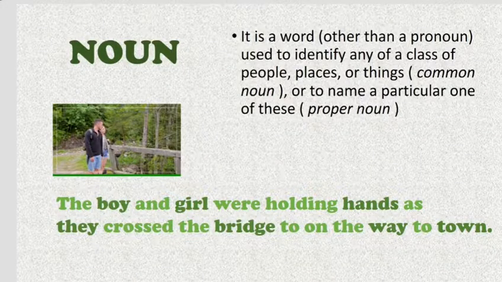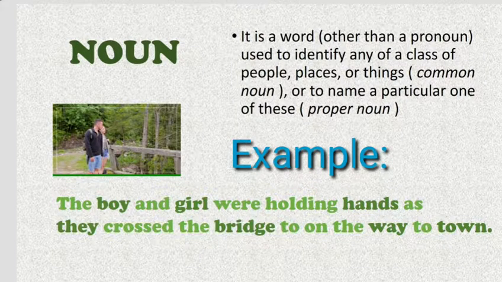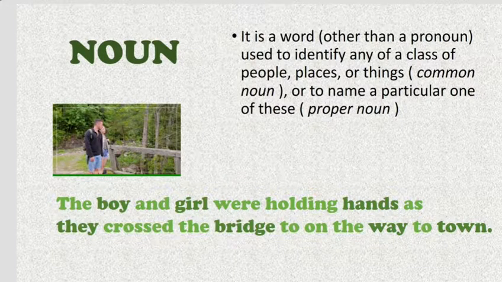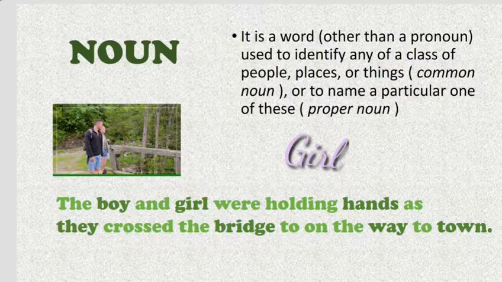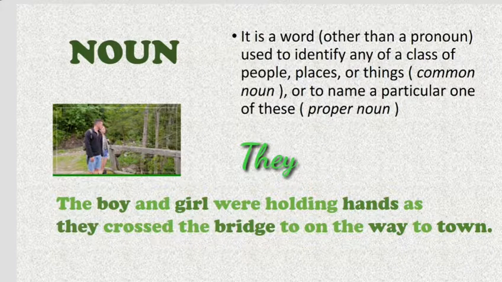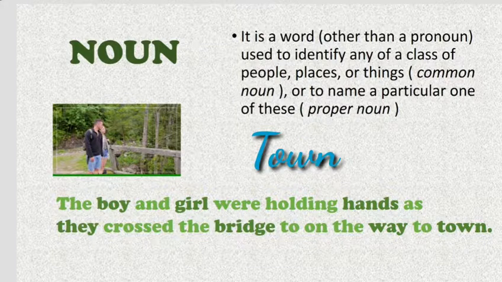Noun. It is a word, other than a pronoun, used to identify any of a class of people, places, or things (common noun), or to name a particular one of these (proper noun). For example, in the sentence, the boy and girl were holding hands as they crossed the bridge on the way to town, we can identify some nouns: boy, girl, hands, day, bridge, way, town.